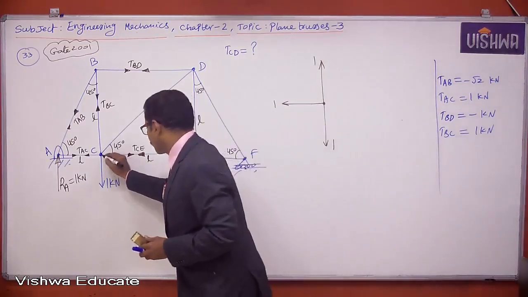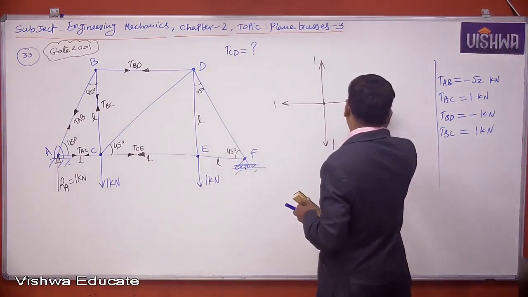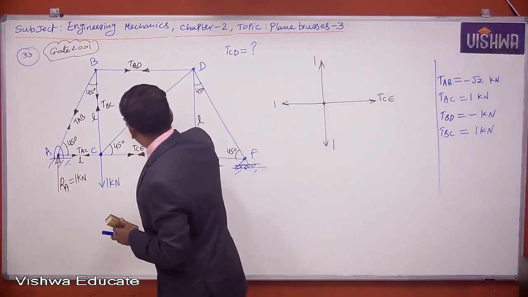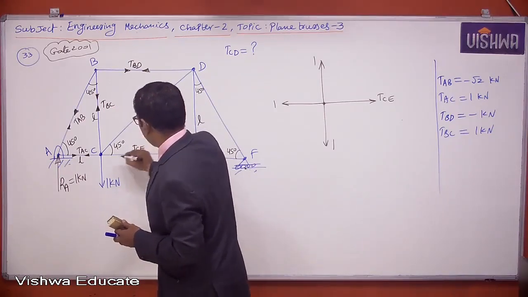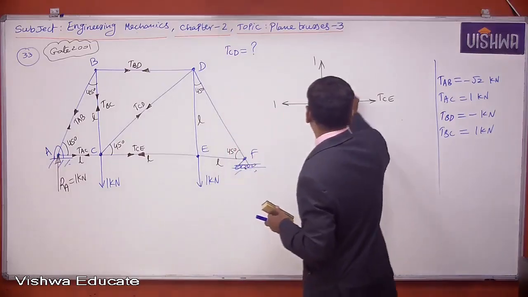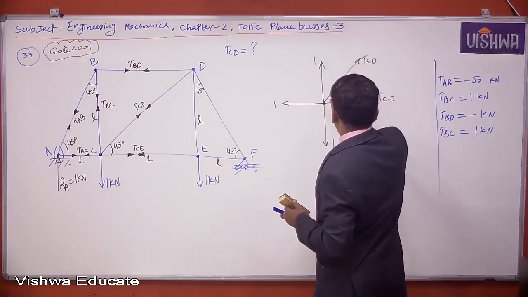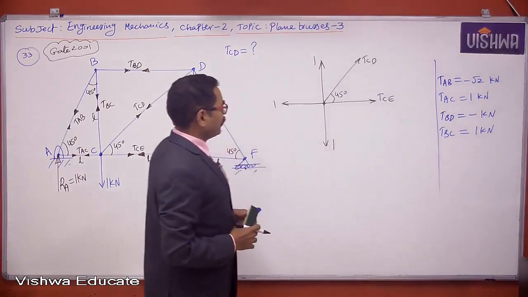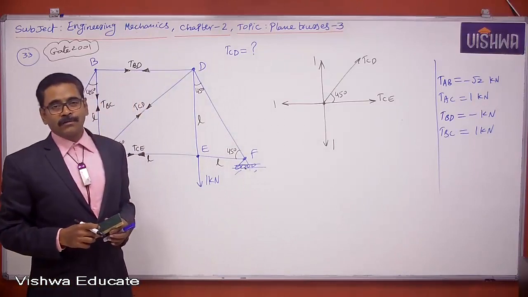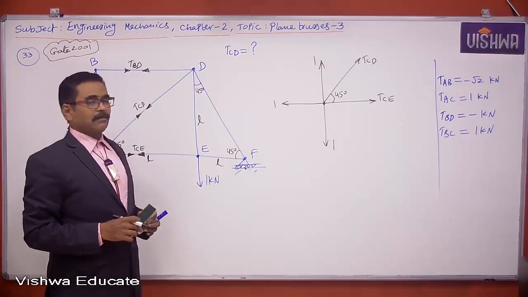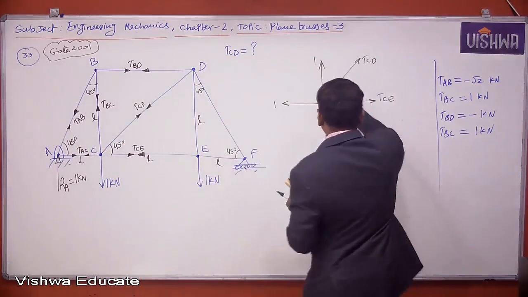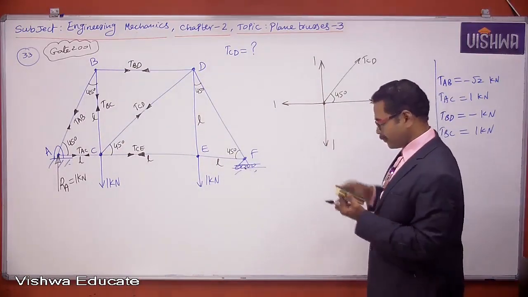With respect to this C, what is TCE? TCE is rightward. This is TCE. Then I assume even TCD is also a tensile force. So this is TCD. With respect to C, it is also upward, right? This is TCD and this is 45 degrees. We have to find TCD by using the method of rectangular components, or directly you can also say upward force is 1, downward force is 1.